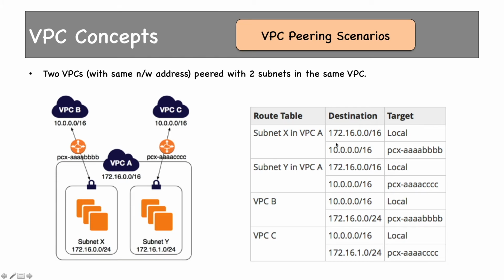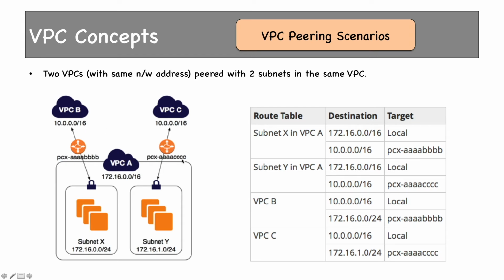This is the route table. If subnet X in VPC A wants to talk to instances within the same VPC, then it'll use the local route. And if it wants to talk to 10.0.0.0/16 of VPC B, it'll have to use the peering connection PCX A and B. Then subnet Y in VPC A, if it wants to talk to VPC C 10.0.0.0/16, will have to use the peering connection PCX A and C. So 2 subnets would be talking to the same network address in 2 different VPCs using two different peering connections.